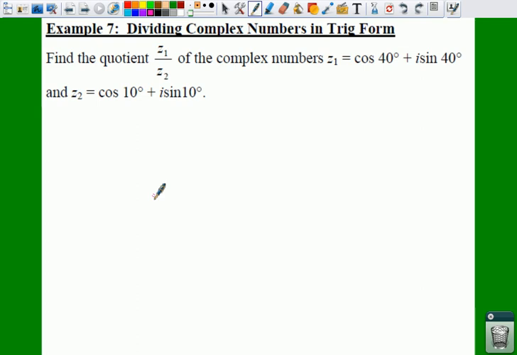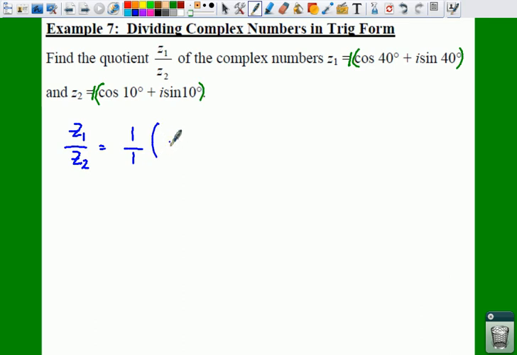For example 7, here we have to divide complex numbers in the trig form. So if we want to find the quotient of z sub 1 over z sub 2, using the cosine of 40 degrees plus i sine of 40 for z sub 1, and then z sub 2 is cosine of 10 plus i sine of 10, notice that for each of these, your number out in front, your r value, is a 1 here, and you have a 1 over here as well. So when we take z sub 1 divided by z sub 2, you're supposed to take your r values and divide them. Well, we're going to have a 1 divided by a 1 outside.